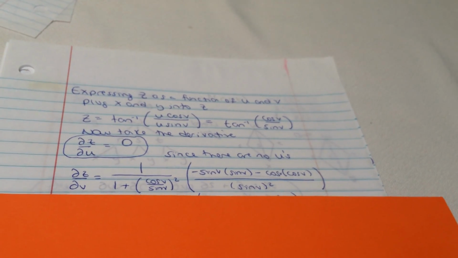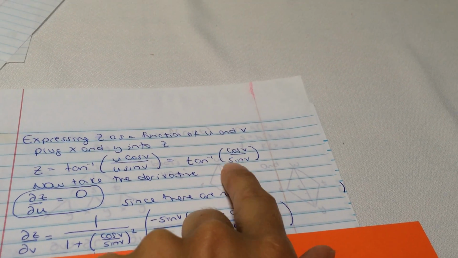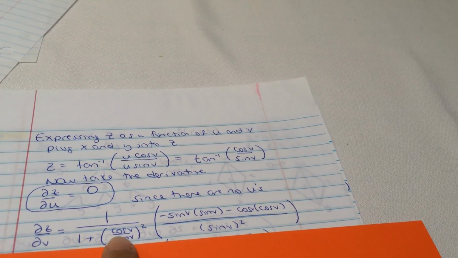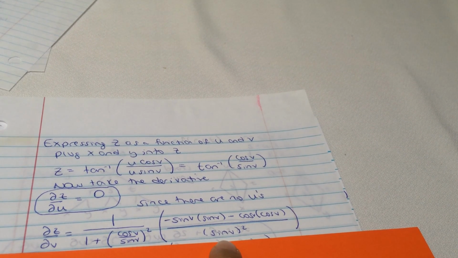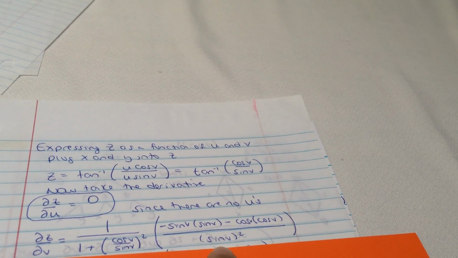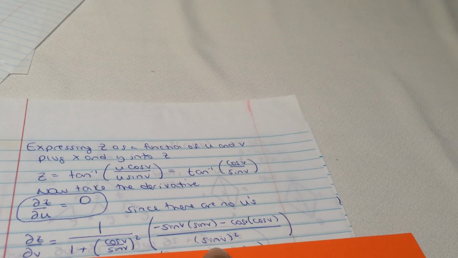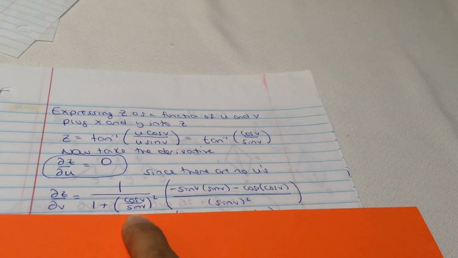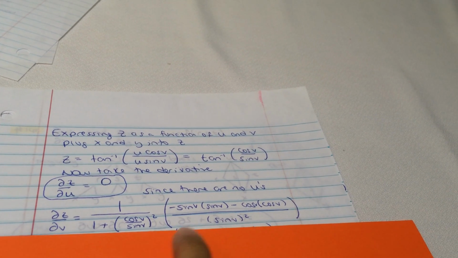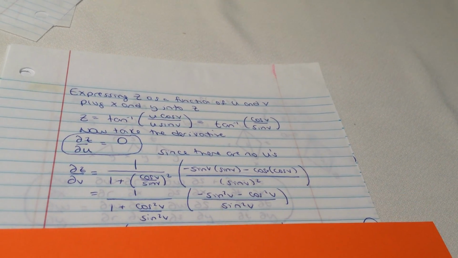Okay, but now for the derivative with respect to v, it's tangent inverse. So it would be 1 over 1 plus whatever you're taking the inverse of squared. But then when you take the derivative of that, we're doing chain rule. But I did quotient rule. In hindsight, it probably would have been easier to just write that as cotangent. But whatever, too late now. So I did it with quotient rule.